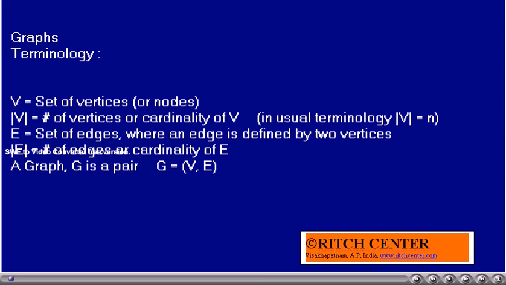Formally, a graph is defined as a set of pairs of vertices and edges. V is a set of vertices or nodes. E is a set of edges which joins the nodes. The graph G is a pair of these sets of vertices and edges.